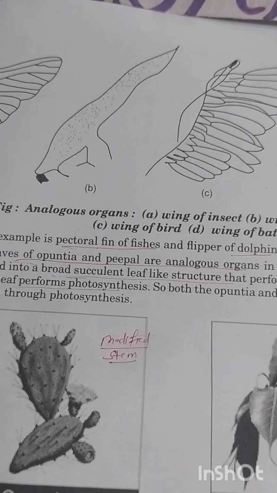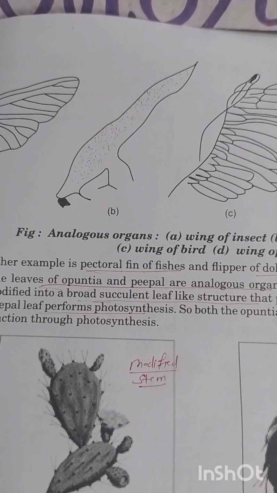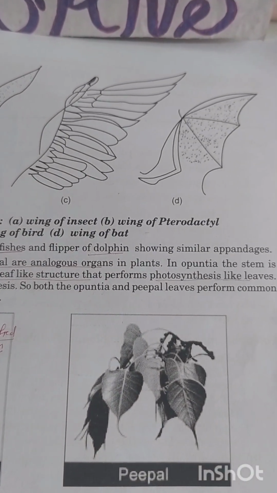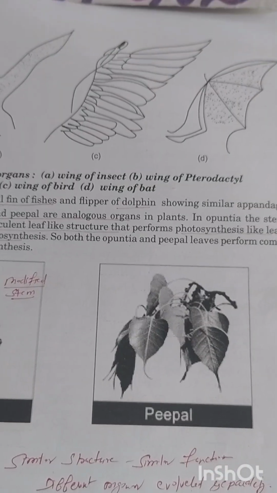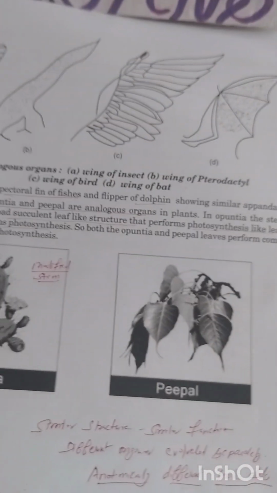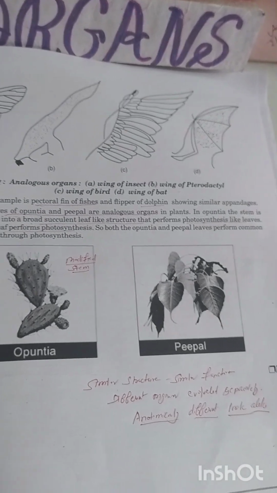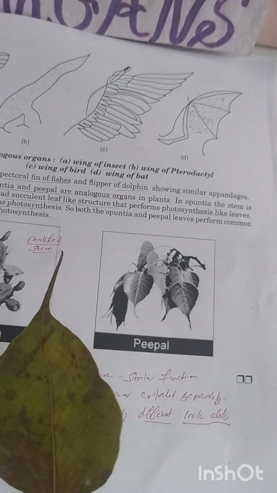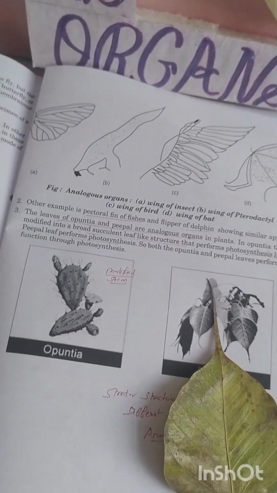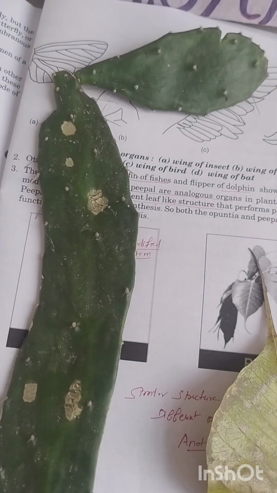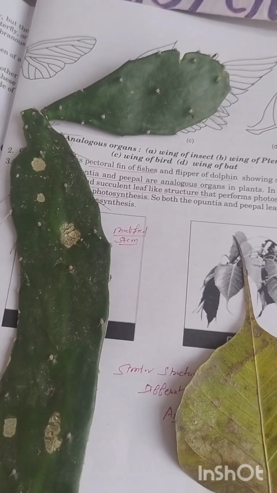Opuntia is a modified stem, but it is performing the same function, photosynthesis. And in the peepal tree, these are leaves, and leaves are performing again the same function, photosynthesis. You can see these very good examples of analogous organs. These are the peepal leaves, this one, and this is the plant stem of the opuntia. It is also used for photosynthesis.